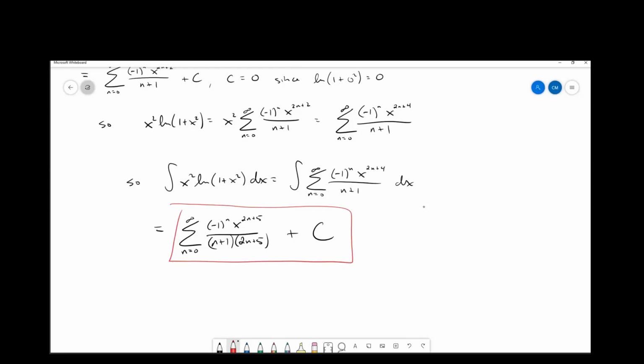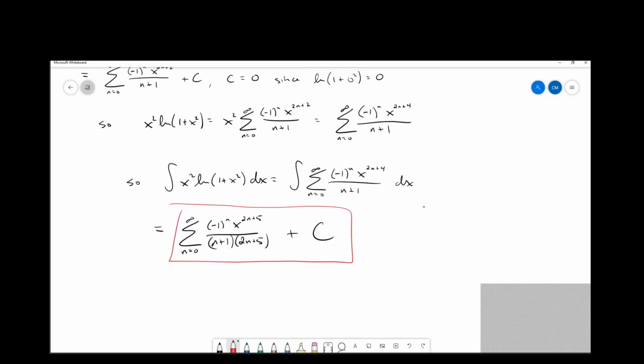This is another one that would be extremely difficult to find the regular old antiderivative as a regular elementary function. So even though this problem was pretty hard by doing it with power series, it would have been much more difficult to try to do this with any other method.